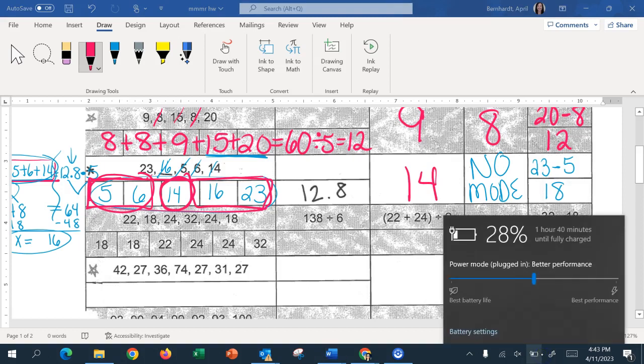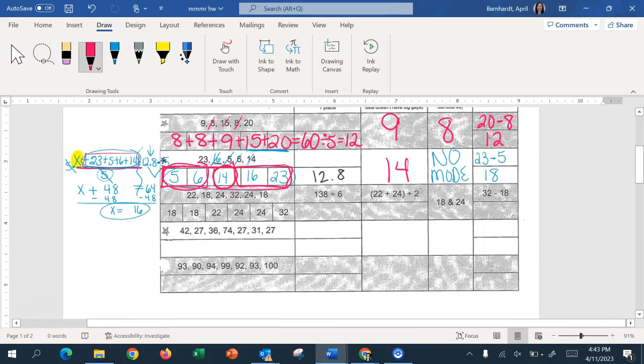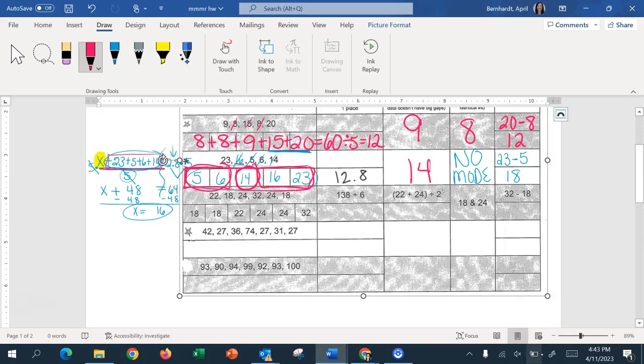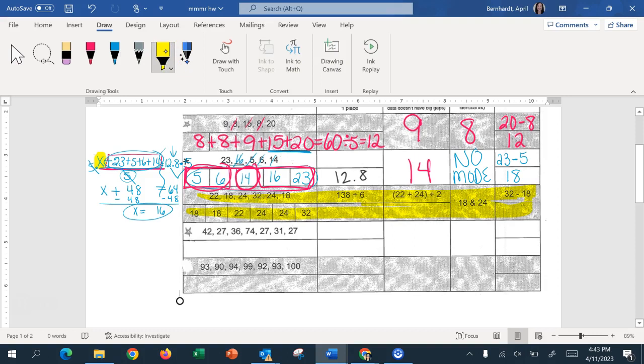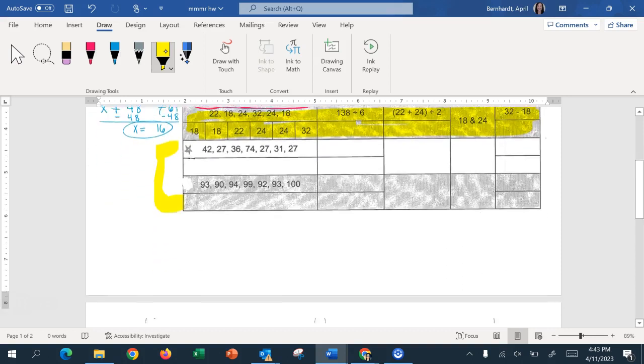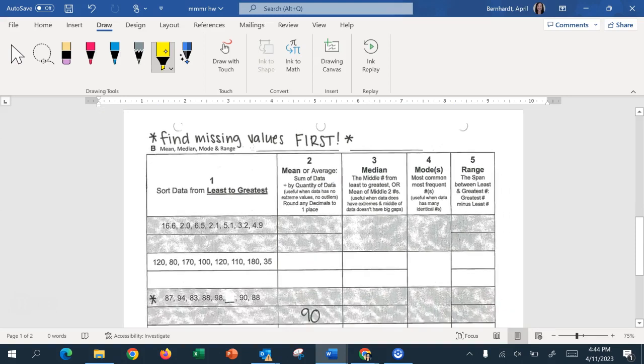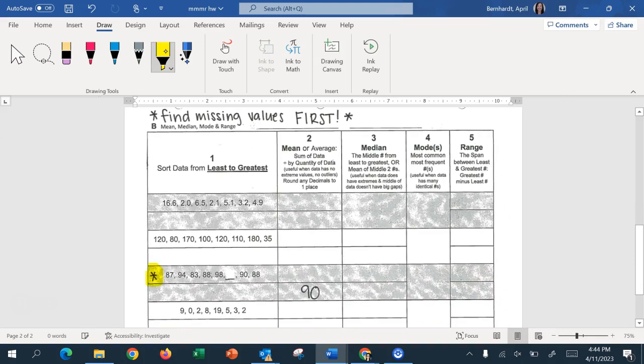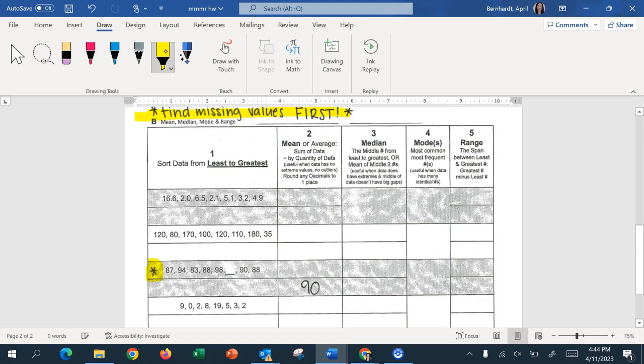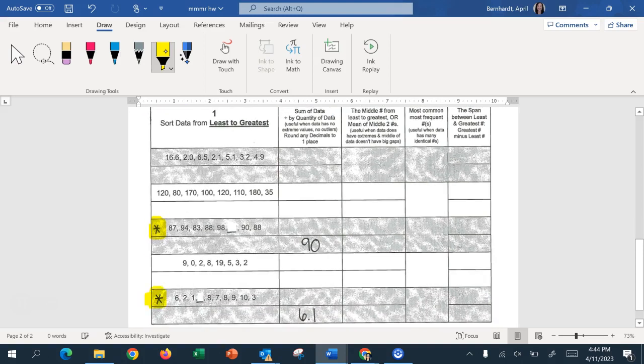All right, so that is a quick introduction on how to do this assignment. This next problem right here, they did for you, so you can look at that if you get stuck, but you don't have to do anything with that one. You just need to do those 2 on the front side, which give you all the data values. Then on the back side, the starred problems are ones where you have to find the missing data values first.